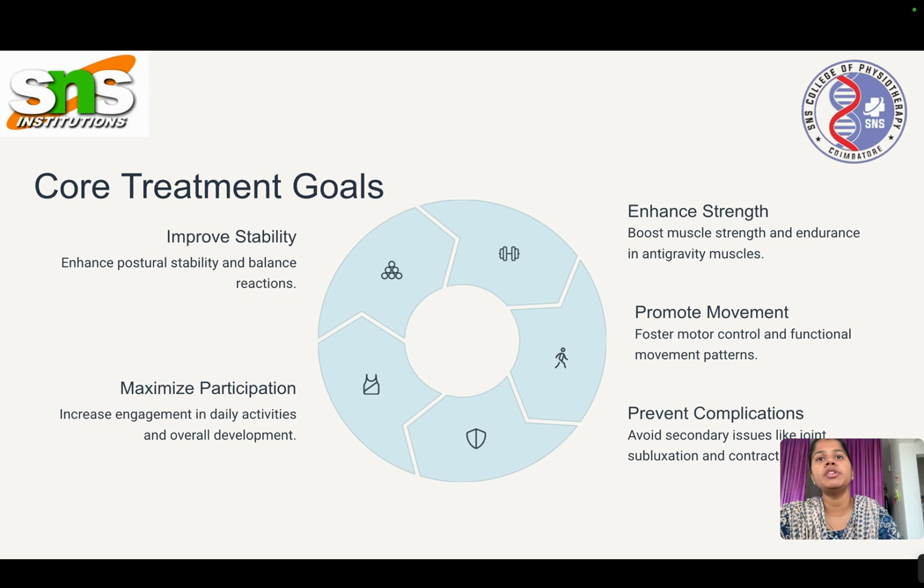Coming to the core treatment goals, the key rehabilitation goals when treating hypotonicity are, first, improving stability, especially postural stability and balance reactions. The second one is enhancing strength, particularly in anti-gravity muscles, since it helps in mobility and ambulation. Then promoting motor control so that functional motor patterns develop, preventing complications such as joint subluxations and contractures. And maximizing participation means enabling the patients to engage more in daily activities and development.